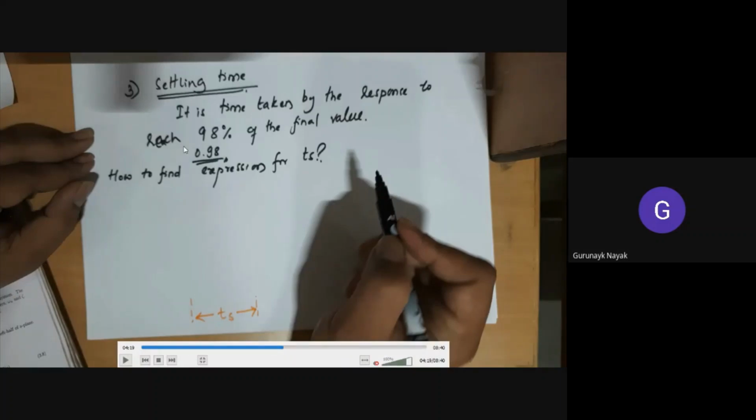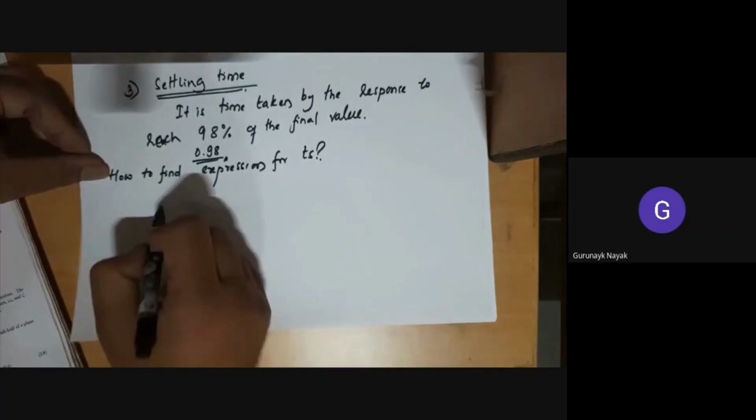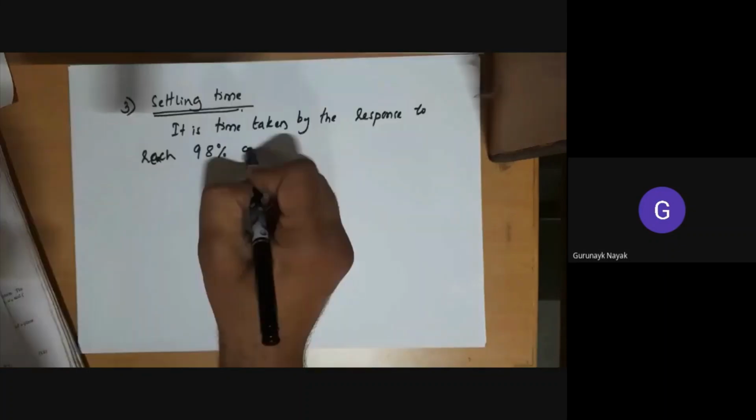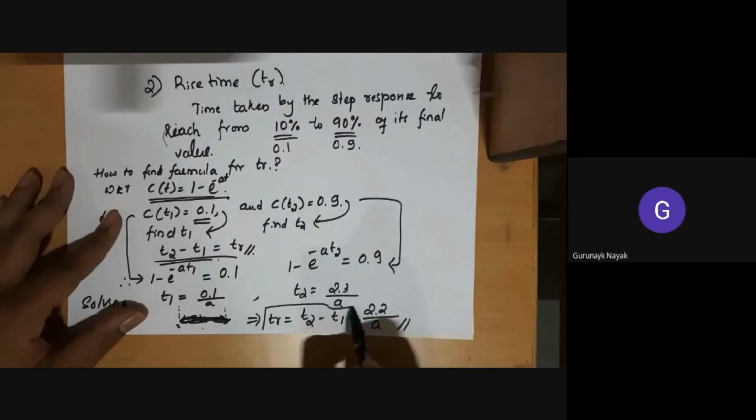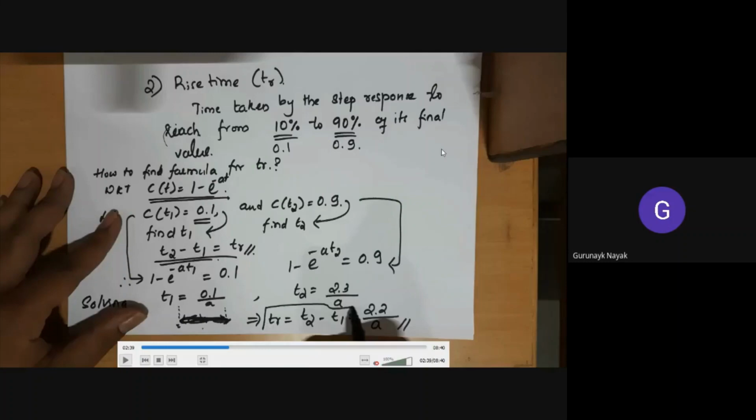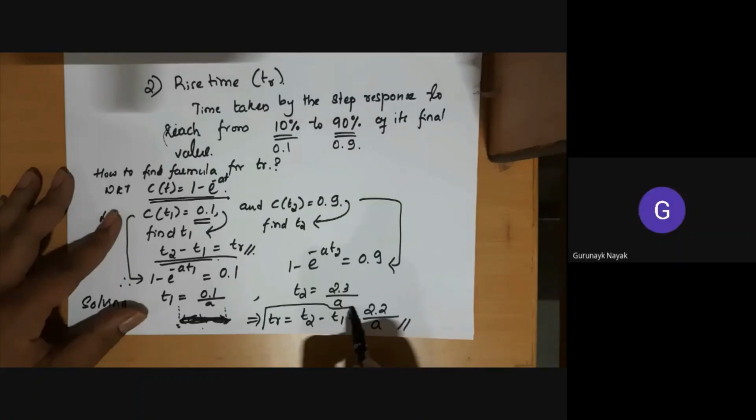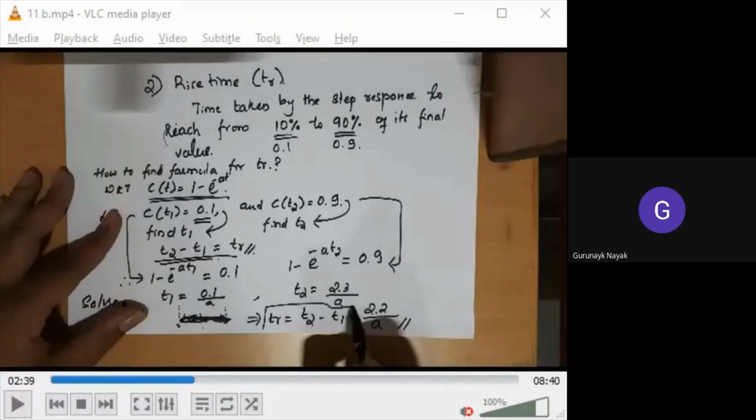What data we know is 98% of the final value. Can everyone try to find this? I'll put the previous slide for reference. So take this as a reference and find Ts now, instead of Tr. 4 by a. So 3.91 by a. Okay, anybody else who is trying? Take your time and find the answer.